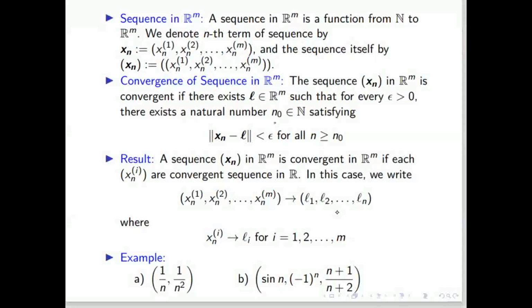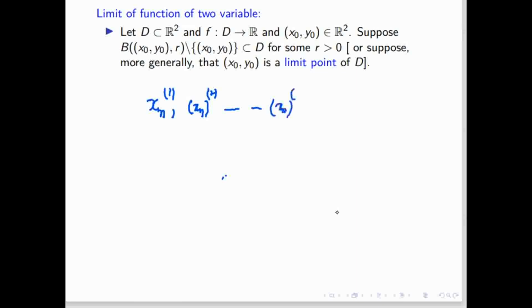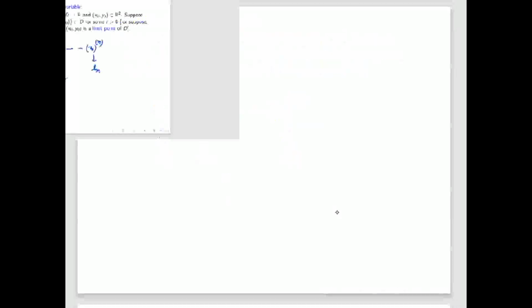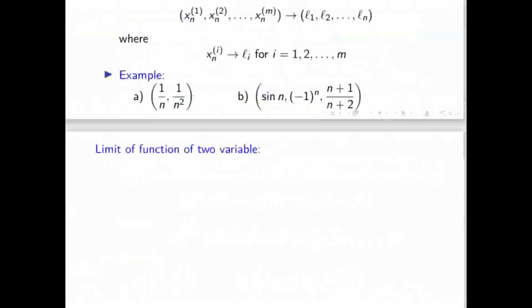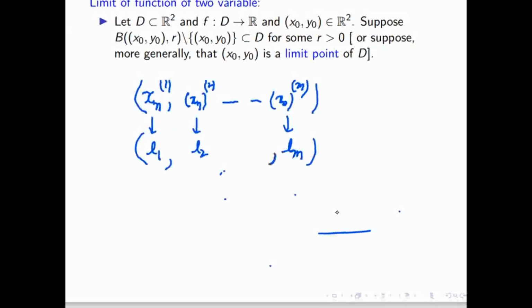And why is this coming? This is coming because of this result, because there is a relation between mod and norm. So suppose one sequence is given, suppose this is the sequence xn1, xn2, and some xnm. Suppose this is converging to L1, this is converging to L2, this is converging to Lm. So the overall sequence limit will go to L1, L2, Lm. So this whole sequence will converge to L1, L2, Lm.